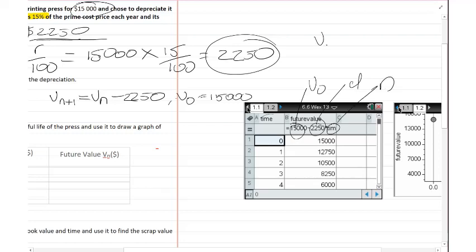Remember, it's Vn equals V0 minus ND. Because that's going to get the time, it's going to say 15,000 at time 0. So this part would become 0. Then you're going to go 15,000 minus 2250 times 1. And that's 2250. So you're going to do 15,000 minus that number, and you're just going to keep going like that.